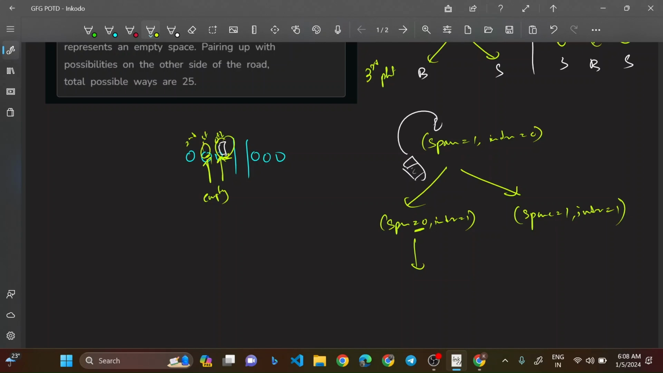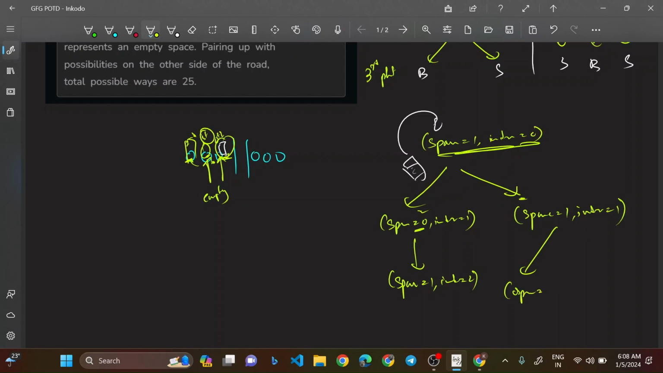Now what is the freedom that you can give to the next index, the second index? You can give 2 options to the second index. Either it can be empty, or you can put a building, because there is no building at the first index. So what is the freedom that you can give? You can give a freedom of space, and index would be equal to 2. The same thing replicates here. Whatever 2 subtrees we have written here, the same subtree you will write here, right?